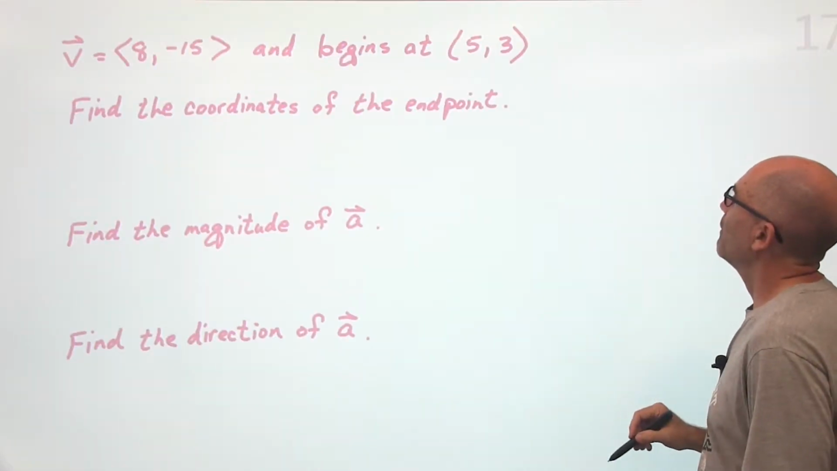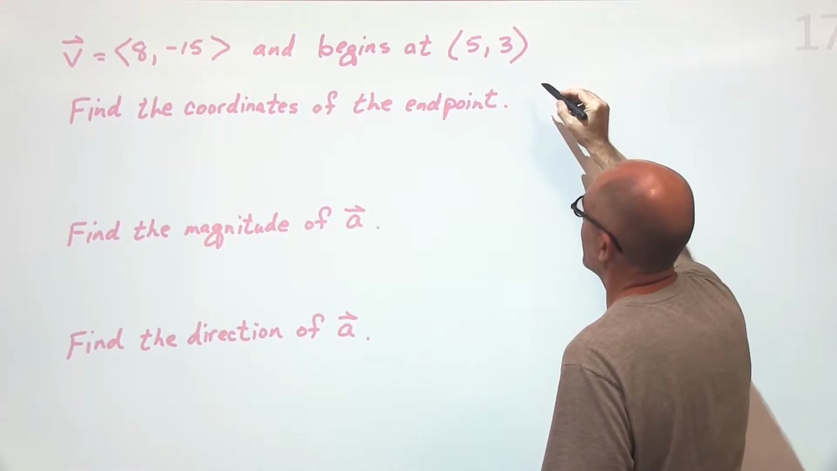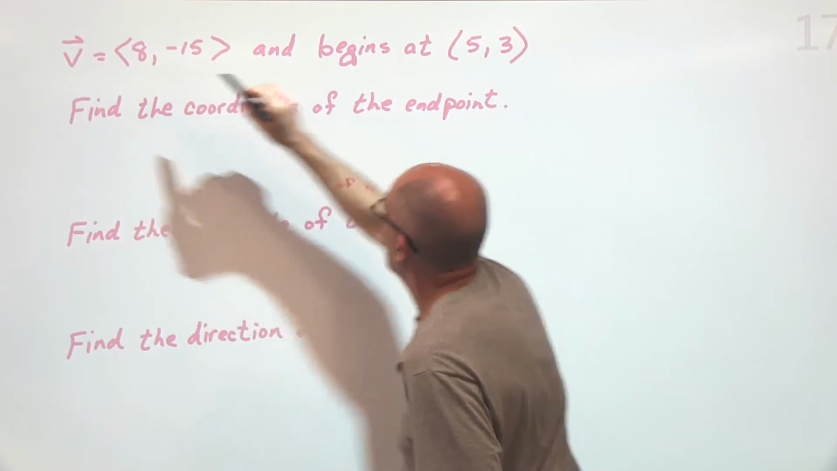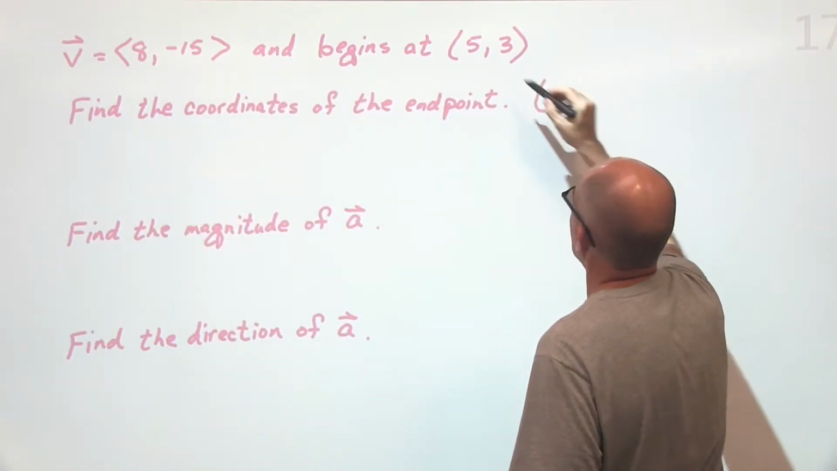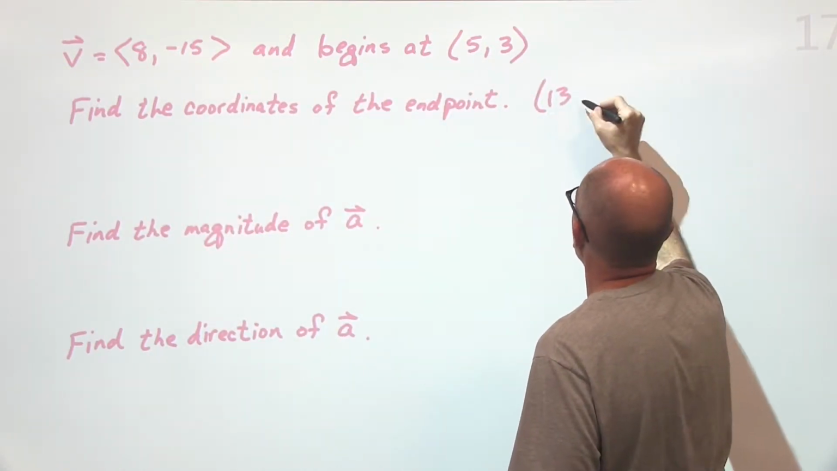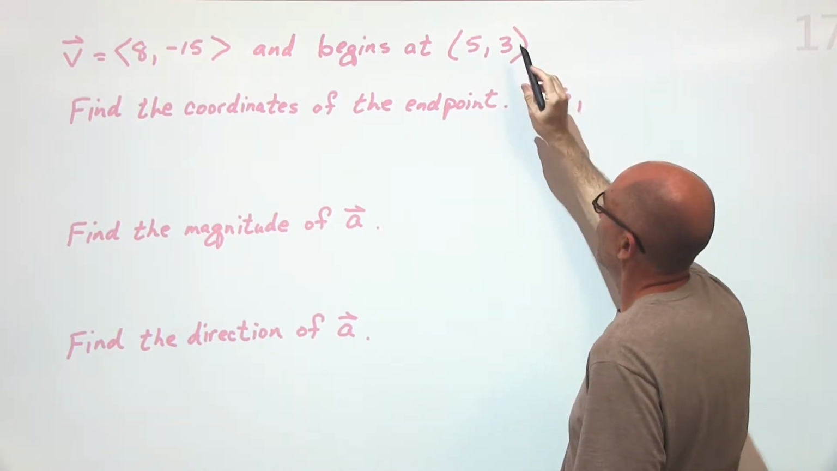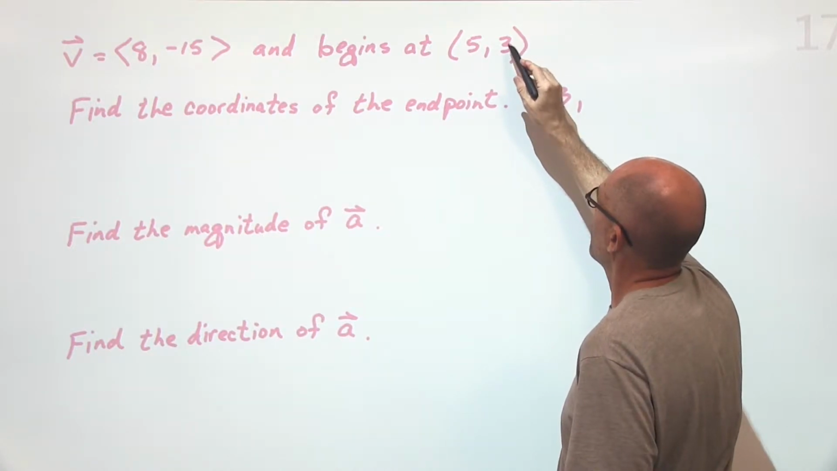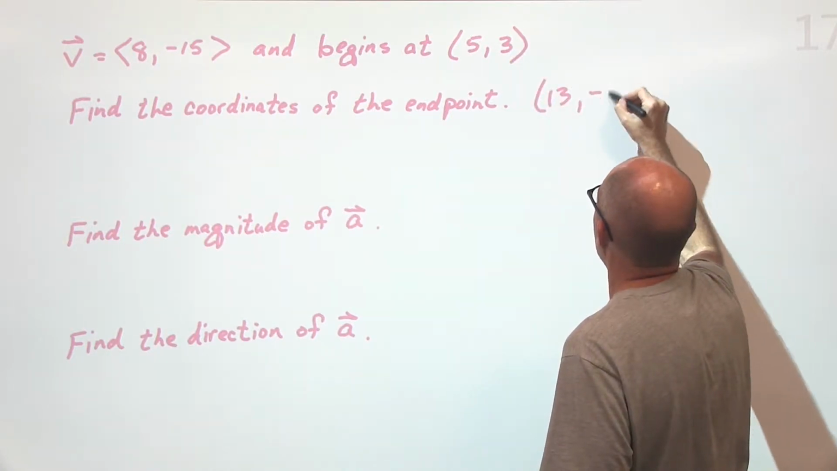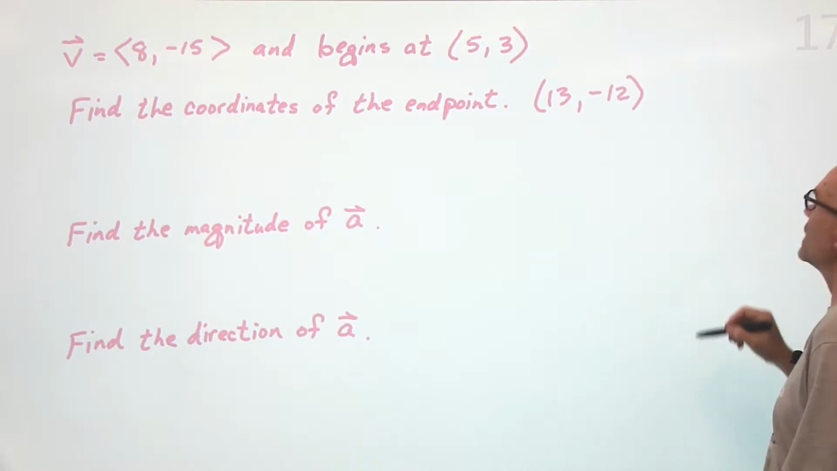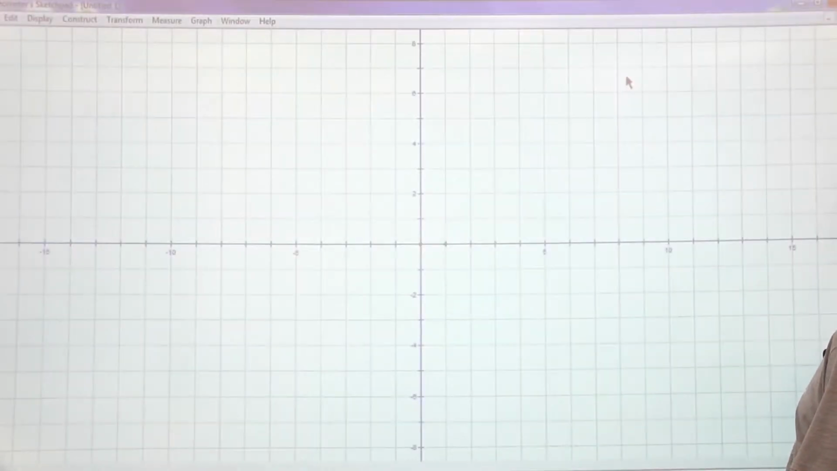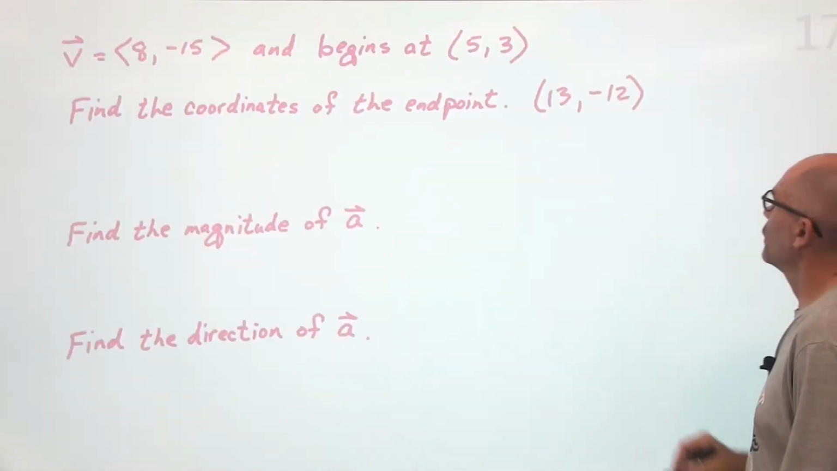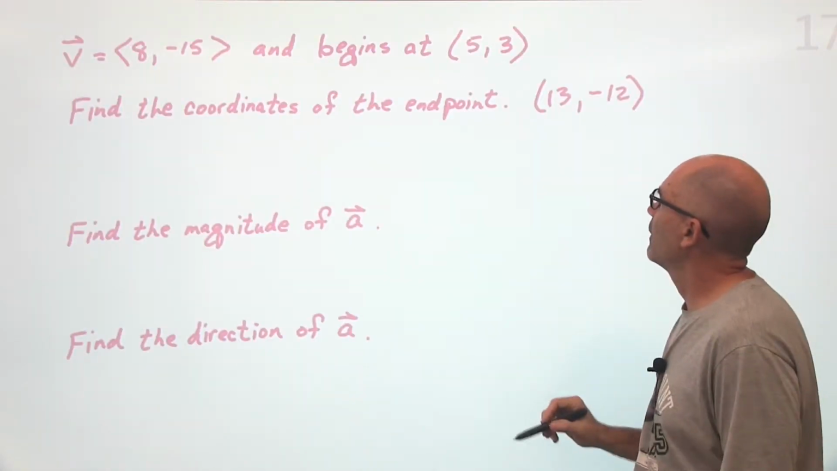So, if I start at (5, 3), then the endpoint is going to be 8 to the right of 5. So, 8 plus 5 is 13. And it's going to go down 15 from 3. So 3 minus 15 is negative 12. So (13, -12) is the endpoint. So like I said, you can do it with the numbers or you can do it with the graph.